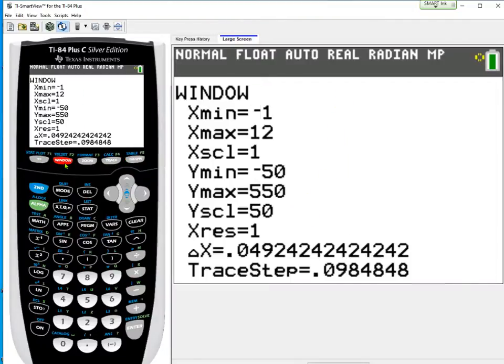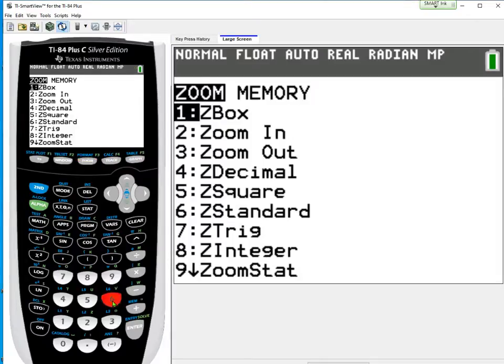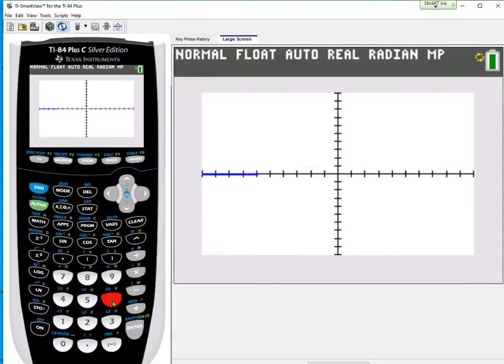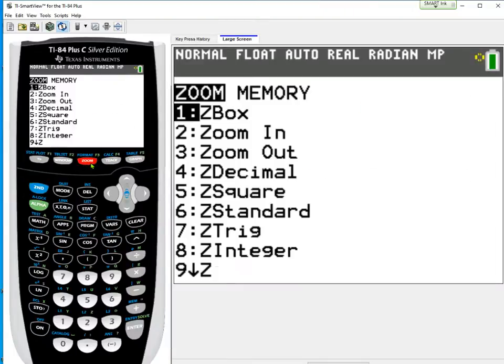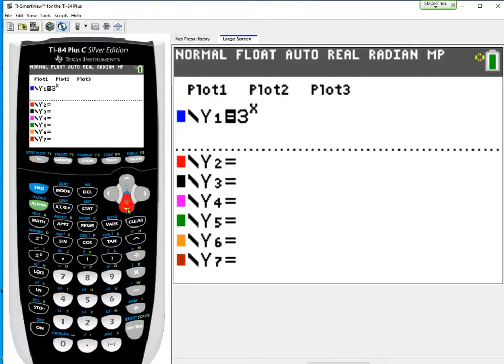I'm going to go to zoom, and I'm going to go to standard. The difference between window and zoom is that in window you pick the values. In zoom it'll give you some pre-chosen settings. So that's what it looks like. Actually, I'm going to do one better. I'm going to go square. That way it looks more accurate. So there's the asymptote. So you see how we're crossing 0, 1. Thank you. Let's take a look at this next function.